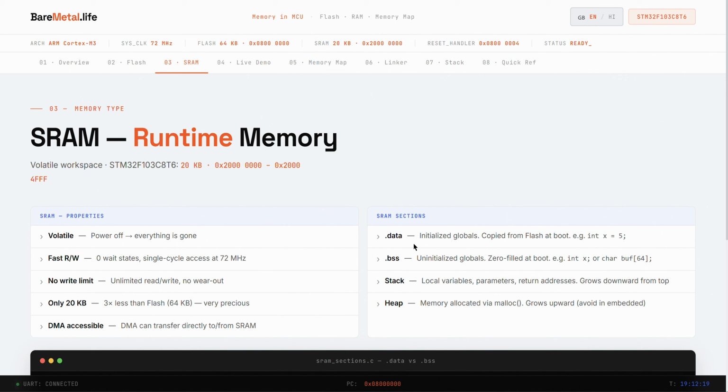But what about variables with no initial value? Something like integer counter? In this case, the MCU is smart about it. It doesn't waste flash space storing a zero. Instead, these variables go into a section called .bss in SRAM. At startup, the MCU simply initializes the entire .bss section to 0 automatically. Your variable gets a fixed location in SRAM, which starts at 0 and is ready to use.